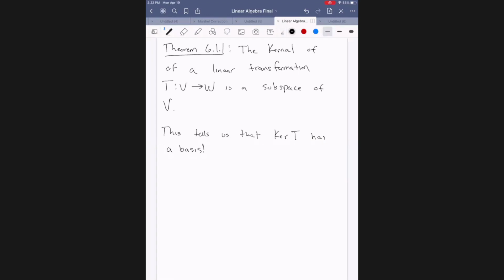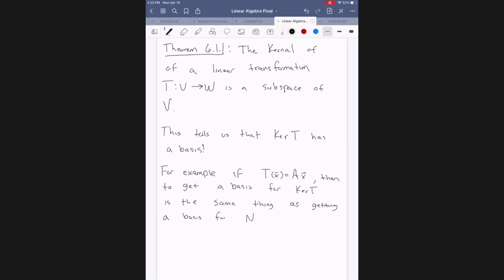Okay, so basically the running example is, for example, if T of x is equal to Ax, then to get a basis for the kernel of T is the same thing as getting a basis for the null space of A.